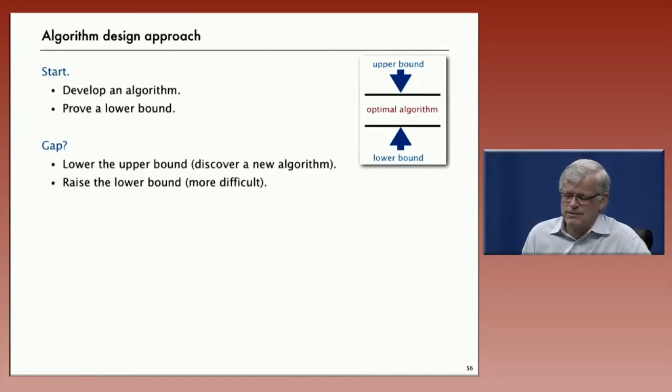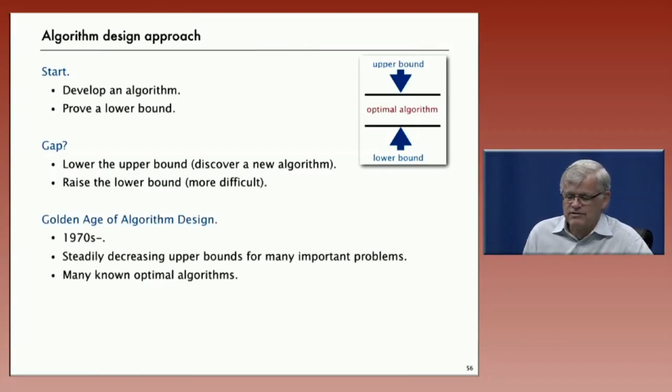Usually it's very difficult to prove non-trivial lower bounds. A trivial lower bound, like look at every input item, is not so hard. Non-trivial lower bounds, like for example, the proof that we talked about for the union find problem, are much more difficult.